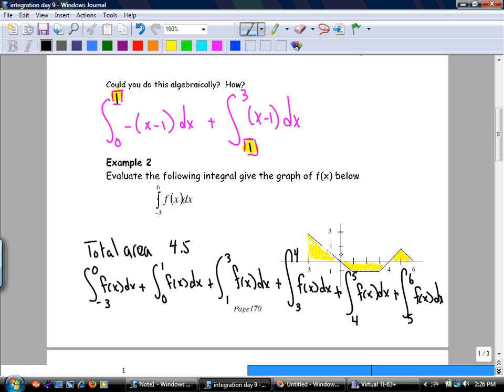And then, Mr. F, that second shape is a trapezoid. How do you find the area of a trapezoid? It's the average of the lengths of the bases times the height. So, from here to here is 4. From here to here is 2. 4 plus 2, the average of that is 3, times the height 1. 3 times 1.